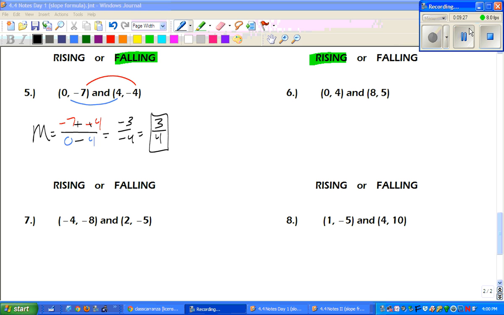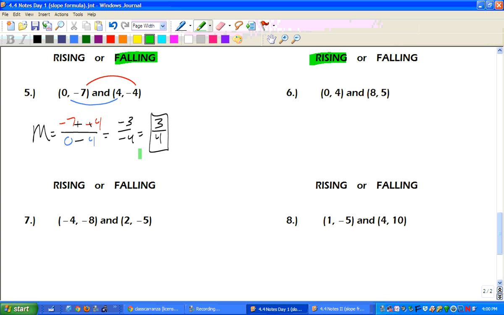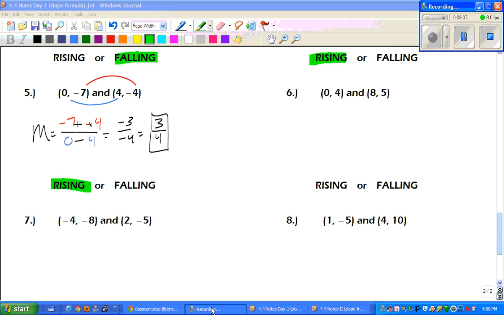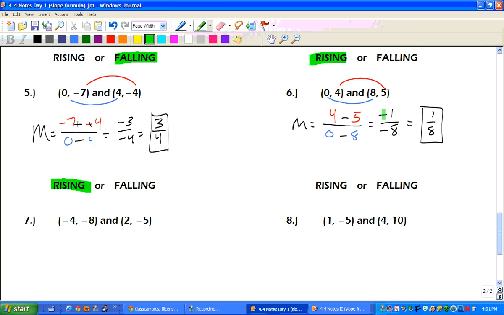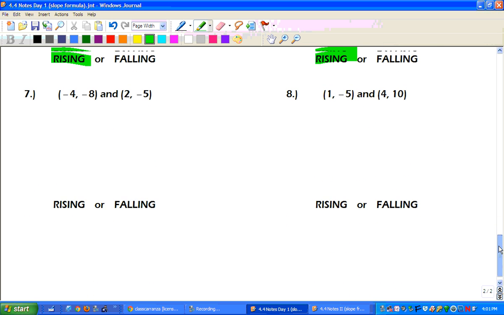Oh, and I forgot to pause the video. So there you go. All right, the negatives cancel out and you get 3 over 4. That's a positive slope, so it's rising. All right, number 6, all on your own. Pausing the video right now. Okay, did you see that 4 minus 5 is negative 1, 0 minus 8 is negative 8. Negative 1 over negative 8 actually turns to a positive, so that is rising.